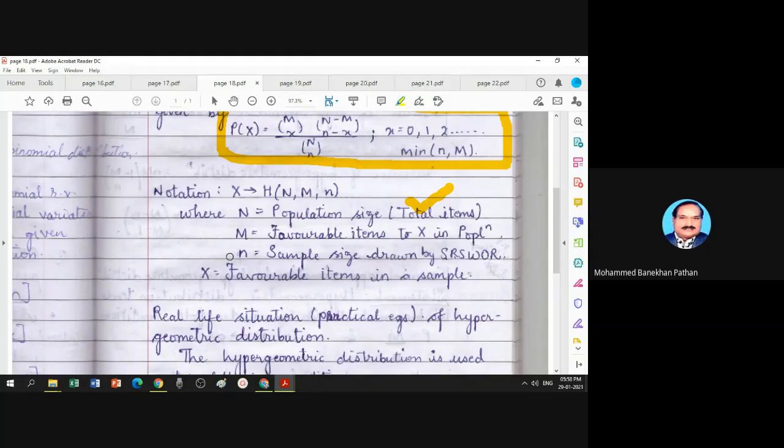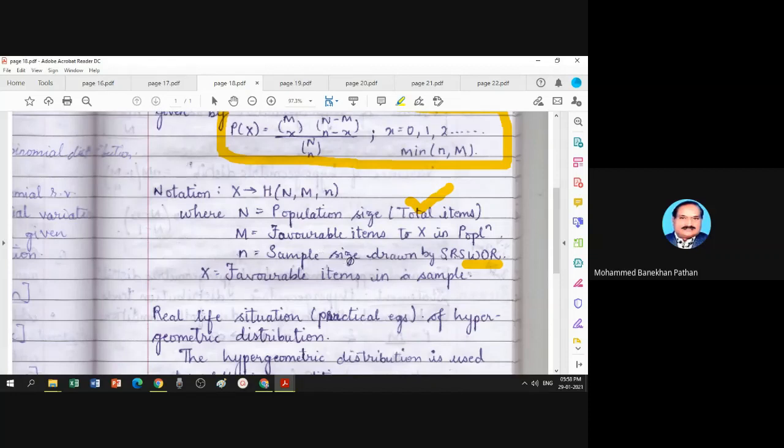And what is small n? This is the sample size drawn from the population without replacement. This is very important. If you draw the sample without replacement, then it is hypergeometric.